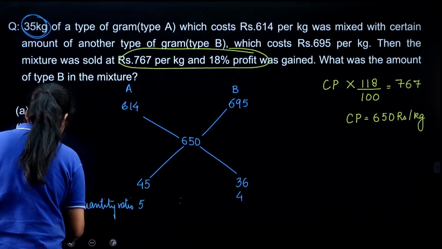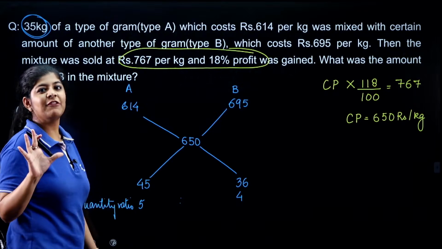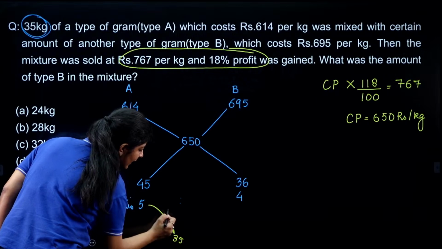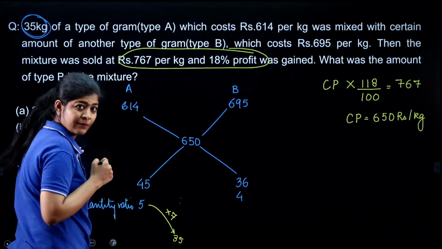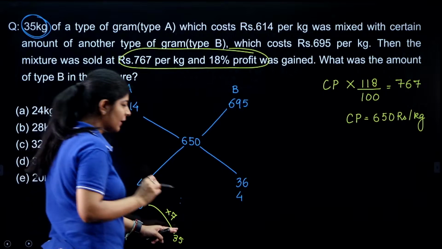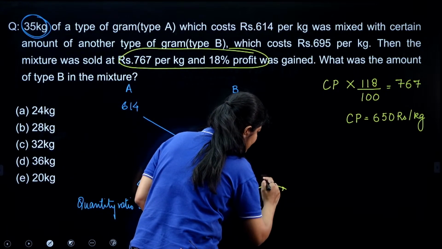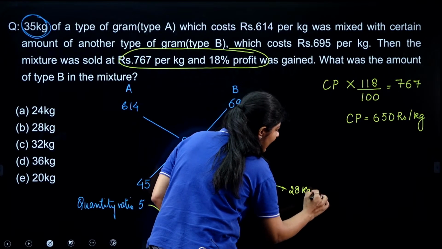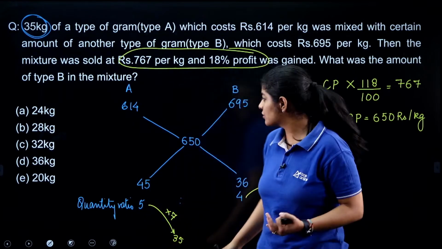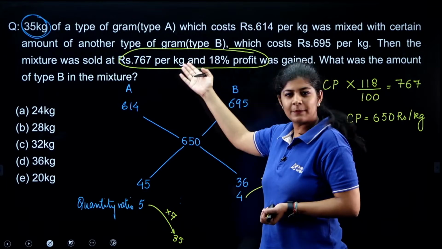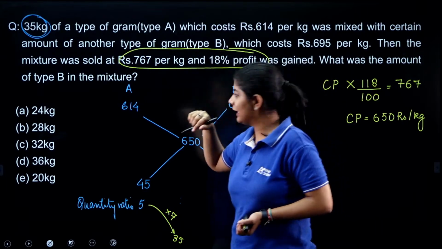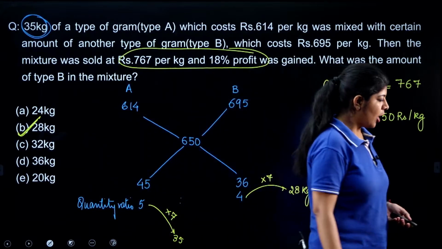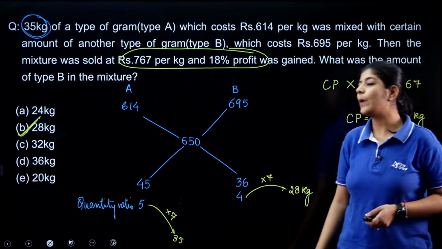According to this ratio, I am mixing 5 parts, but the actual value of these 5 parts is 35. It is a multiple of 7. If this value is a multiple of 7, that means the other value is also a multiple of 7. That means 28 kgs of gram B we are mixing to sell the mixture at a profit of 18%. That means option number B is the correct one. Option number B is the correct one.